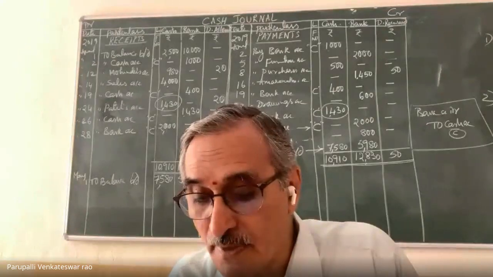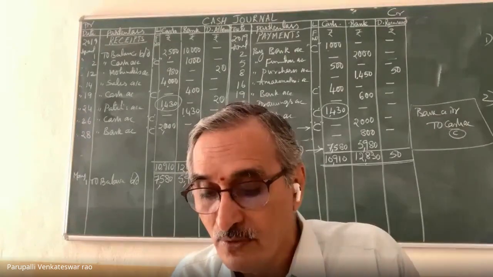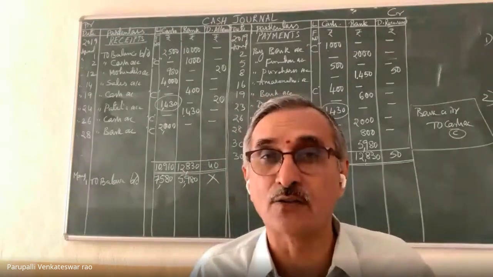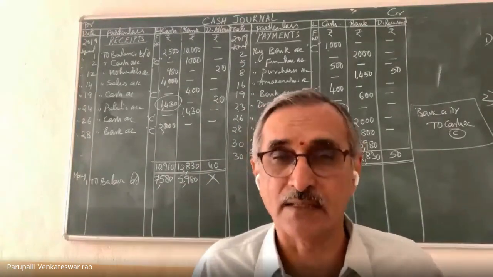Sixth problem, 13th transaction: commission paid to Robert, our agent. Commission account at or to cash. Commission account at or to cash is the entry.